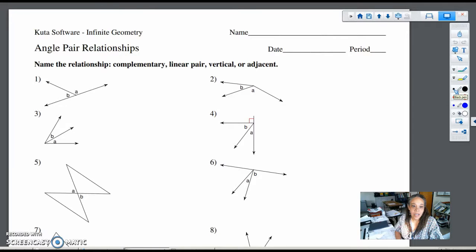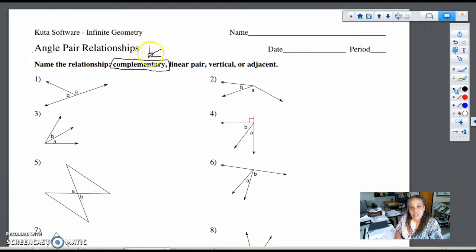Taking a look today at the assignment, it says angle pair relationships. So that tells me there's going to be some relationships going on here between the two angles. The first thing I want to look at is complementary. If angles are complementary to each other, they actually form a 90-degree, what I call corner angle.